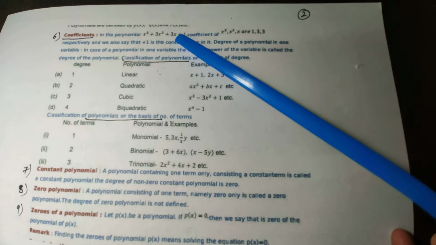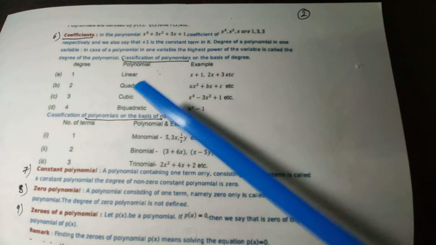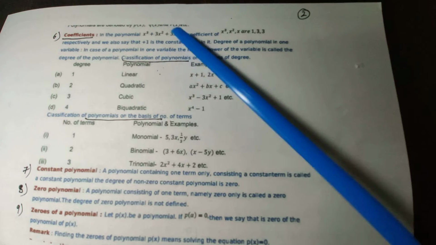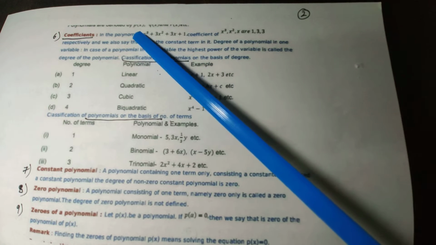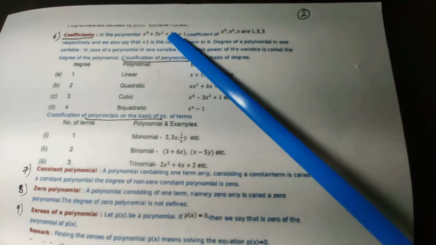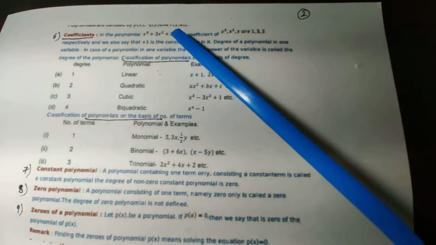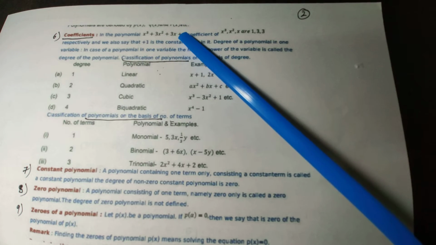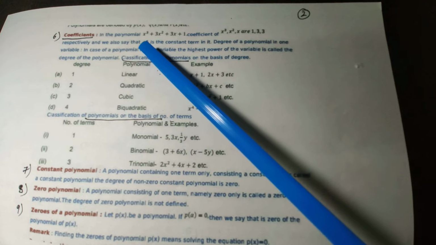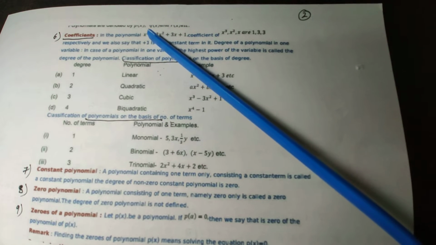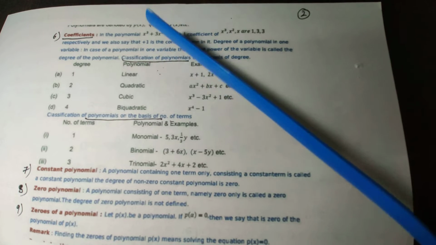And if there is no variable shown there, then that will be termed as a constant term. So the coefficient in this polynomial of x cube is 1, of x square is 3, coefficient of x is 3, and the coefficient of x to the power 0, you can say, the constant term is 1, right? So coefficient means an expression multiplied with some power of a variable.